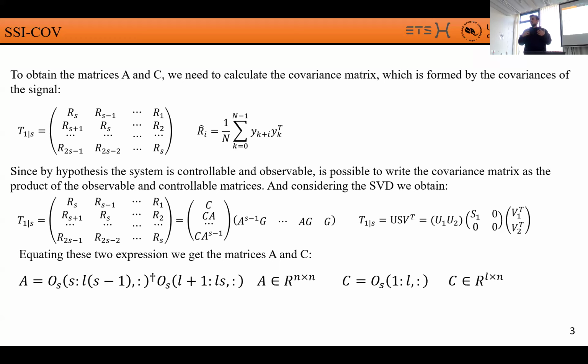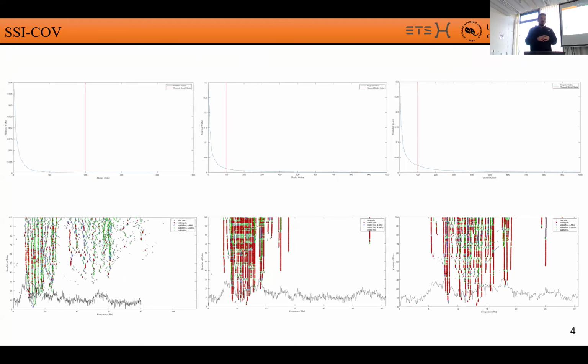So here we have the 2 most important parameters that we had to use in order to do our identification, that are the time lag, that is showing the covariance, and that is called model order. Let me see what this means. Here we have 6 different plots. In the first row, we have the value of the singular values obtained from the SVD compared to the model order. In the second row, we have the stabilization diagram.